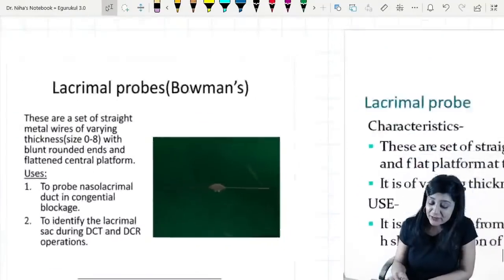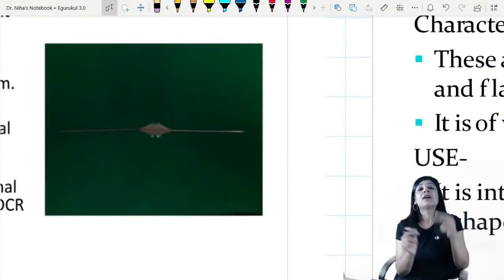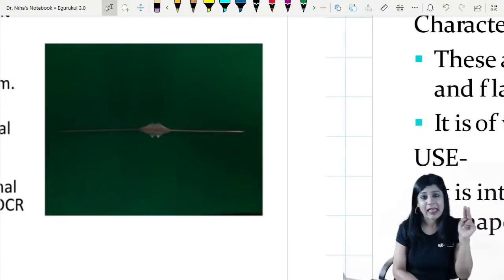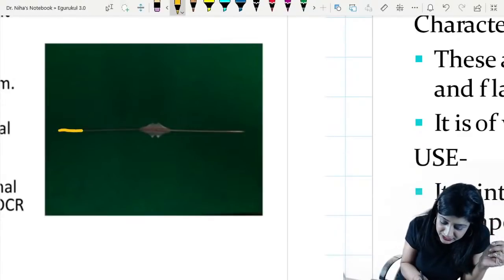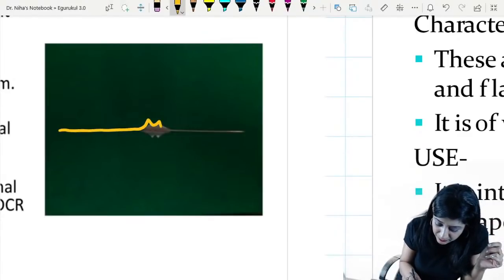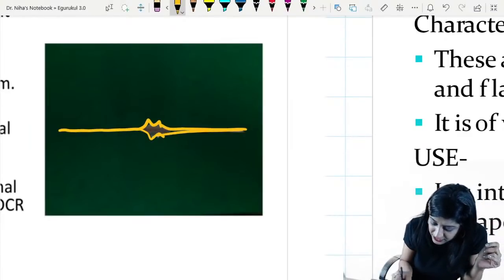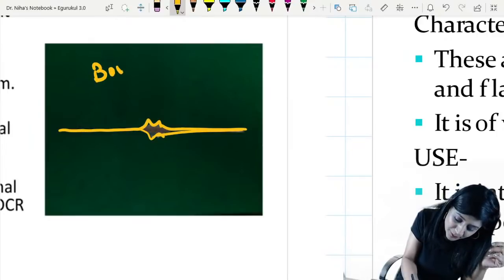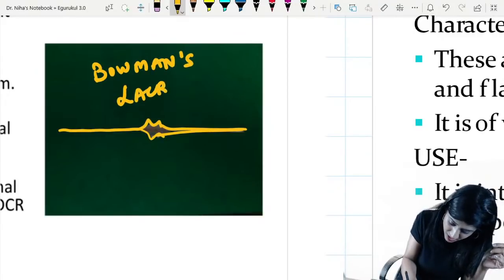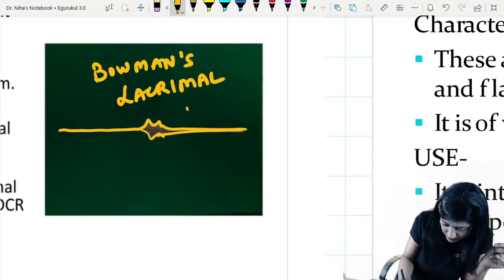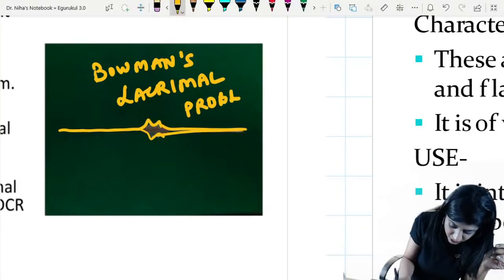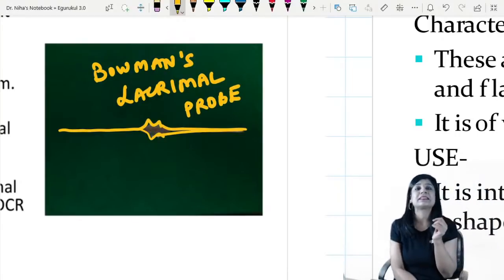Okay. Now I was talking about probe. We are doing the probing with the help of a probe. So this is your Bowman's lacrimal probe that I was saying now. So these are the instruments that we are using in the DCR surgery.